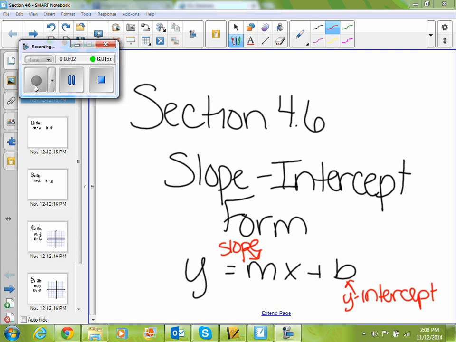As I said, we're going to go over section 4.6, which is slope-intercept form. Slope-intercept form is an equation in the form y equals mx plus b, where m is your slope and b is your y-intercept. The letter m represents our slope, b is always representative of our y-intercept. That's why it's called slope-intercept form, because we can easily look at it and pull out our slope and our intercept. Make sense?